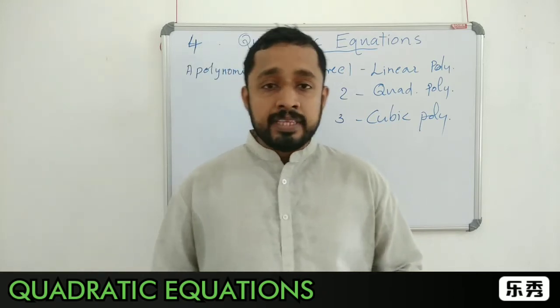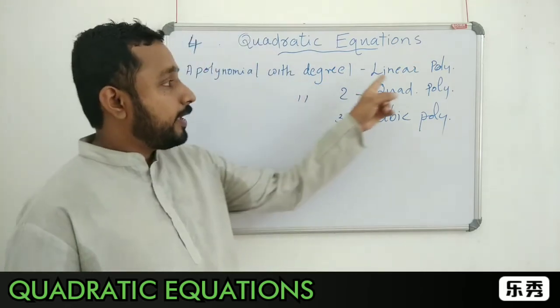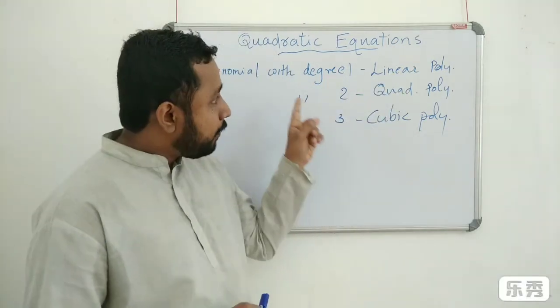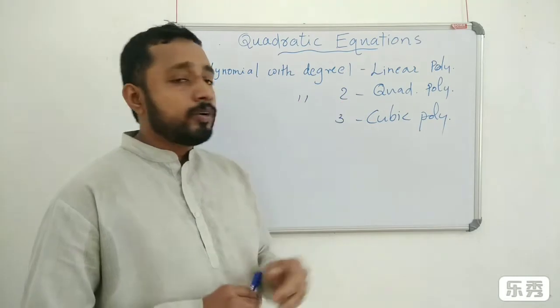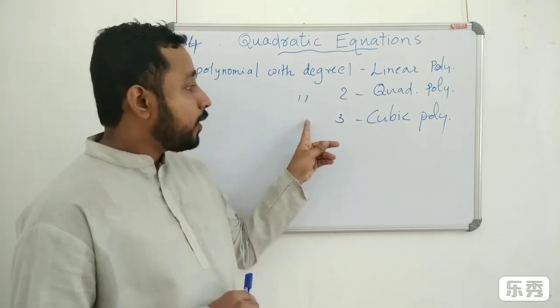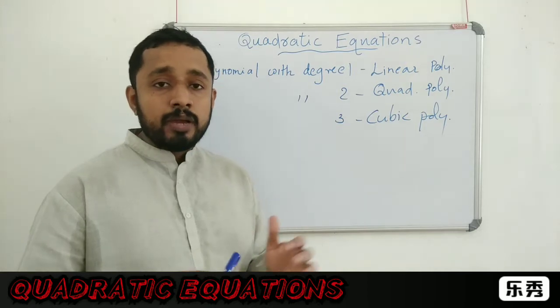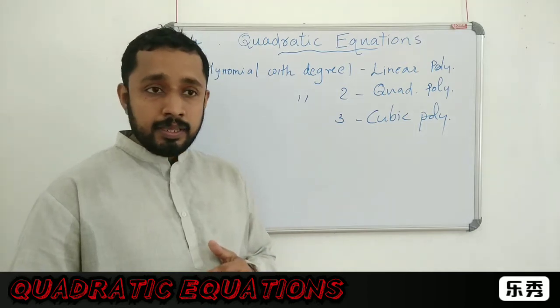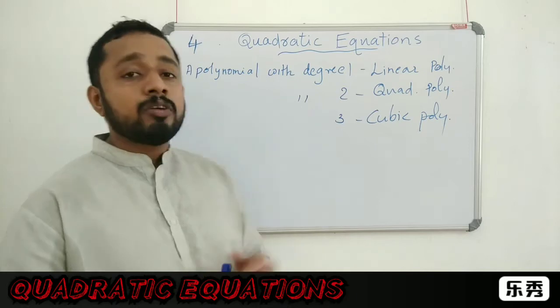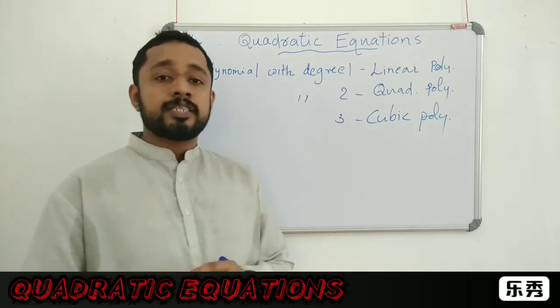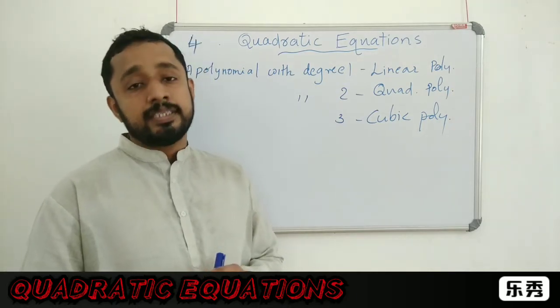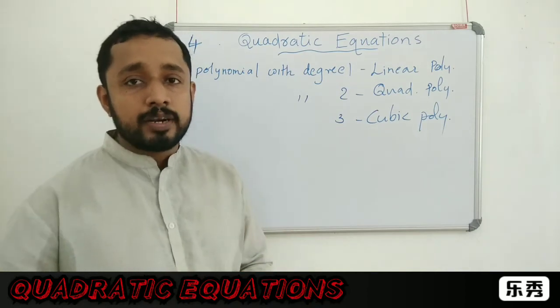A polynomial with a degree 1 is called a linear polynomial. A polynomial with a degree 2 is called a quadratic polynomial. A polynomial with a degree 3 is called a cubic polynomial. Now we are moving to quadratic equation. Before that, first we have to understand what a quadratic polynomial is. Now I am going to write the general form of a quadratic polynomial.